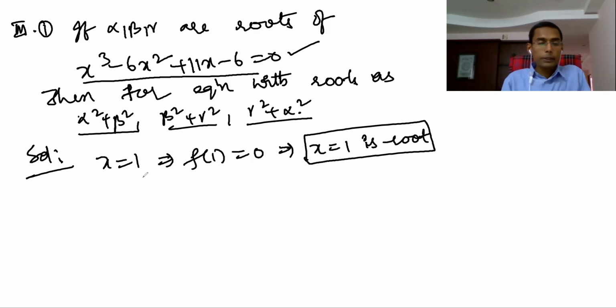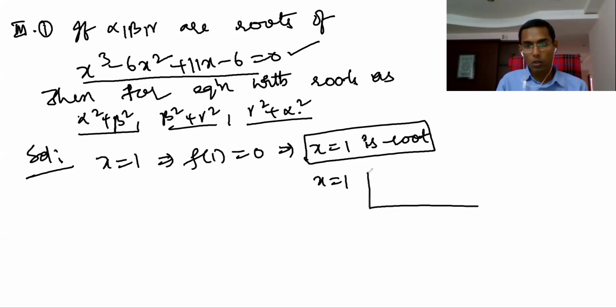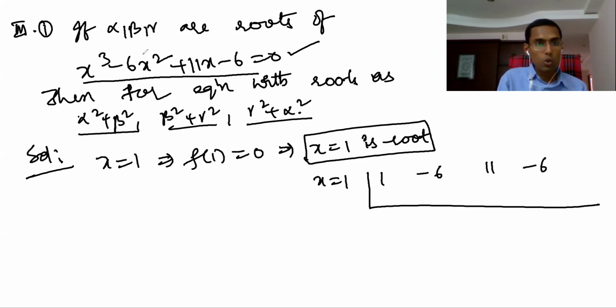That's one thing. And now I'm going to divide this with x minus 1, because x minus 1 is a factor of this polynomial. If you divide with x minus 1, you are going to get two more factors. So I'm going to use now synthetic division, which you are going to learn in the next concept. So I'm going to use here only x equal to 1, one root here. This 1, minus 6, 11, minus 6. I'm teaching you synthetic division. So all three coefficients you should write: 1, minus 6, 11, minus 6.